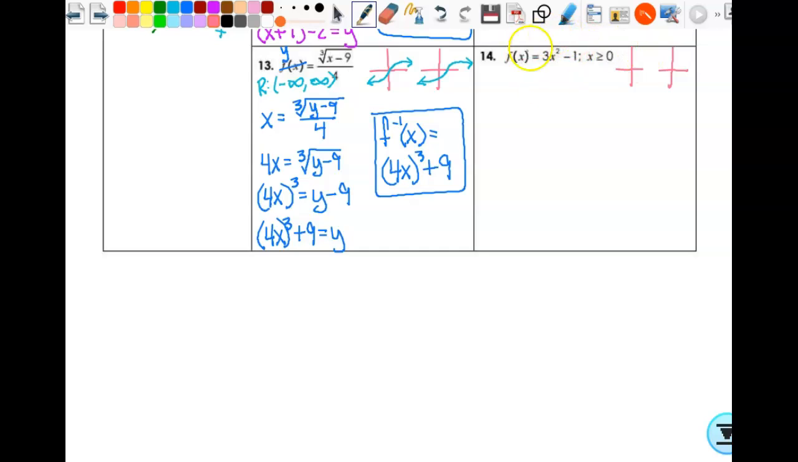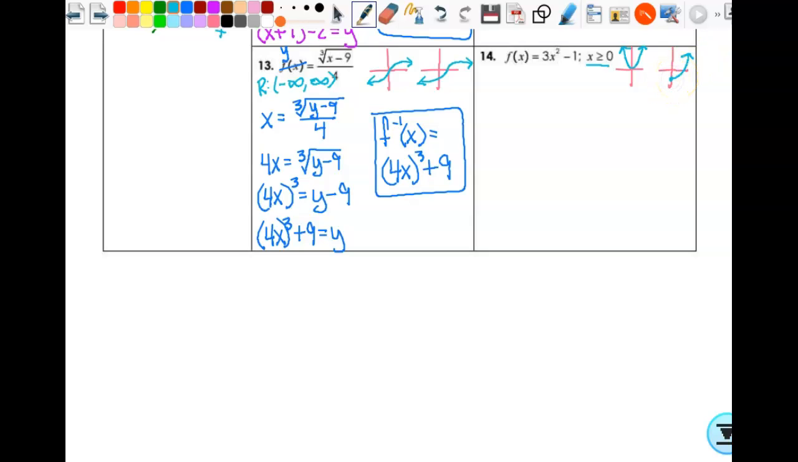So this function here is a quadratic. Okay, there's my parent function. But notice it's not the whole quadratic. It has a domain restriction on it. My transformations here are that I stretch it by 3 and I move it down 1, but x has to be greater than or equal to 0, so I really only have this part here.